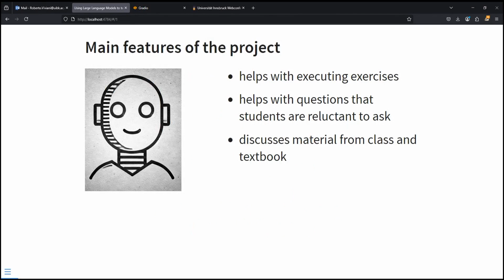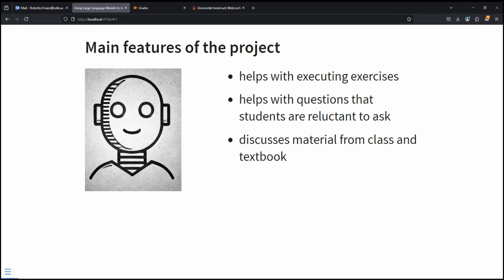So what we were doing, we developed a standard RAG application. I'll explain what it is, to help students with executing their exercises, to help with questions that they might be reluctant to ask, and to discuss material from class and the textbook.